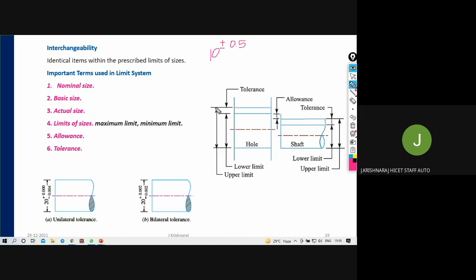These are all the important terms used in limit systems: nominal size, basic size, actual size, limits of sizes, allowance, tolerance, deviations, and so on. They will be discussed one by one. Yes, students, the first one is the nominal size. Before going into this, look at this image first and read it, so that you can realize the difference between nominal size, basic size, actual size and everything. It will take around 10 to 15 seconds, then you can identify and correlate with the terms.